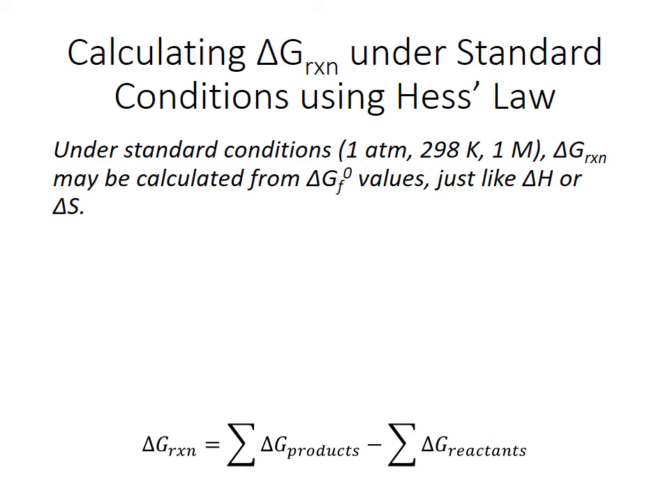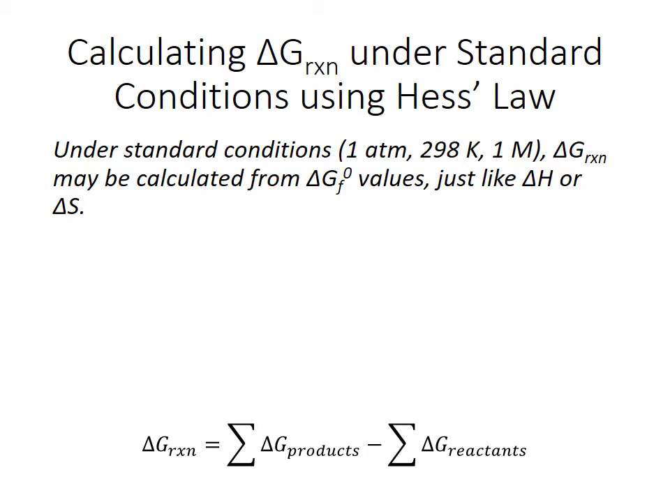In this video, we're going to be taking a look at one of the ways that we can calculate the free energy change associated with a reaction. Under standard conditions, 1 atmosphere, 298 Kelvin, 1 molar concentration, the delta G for an overall reaction may be calculated from delta G of formation values, just like we've seen before for delta H or delta S.